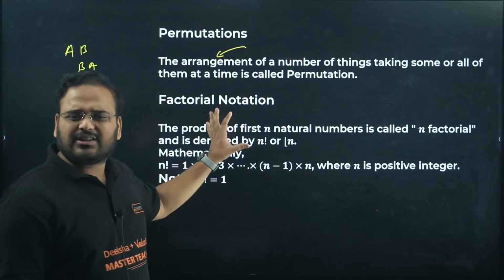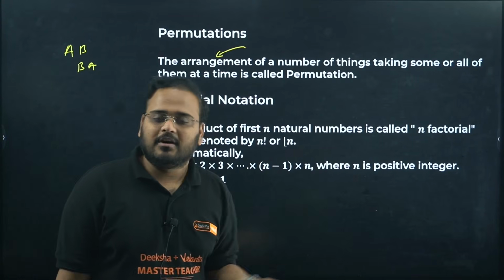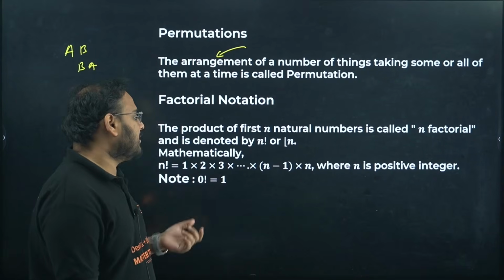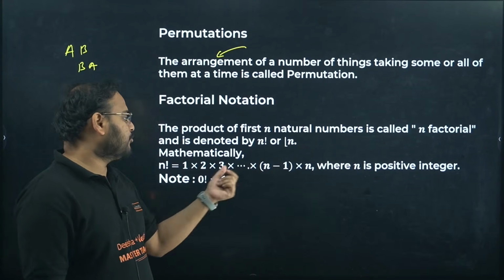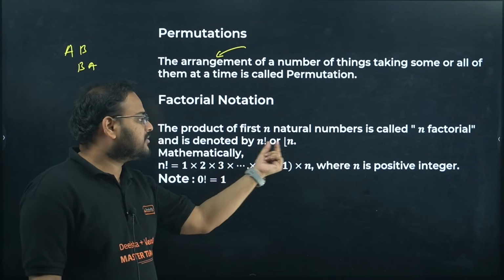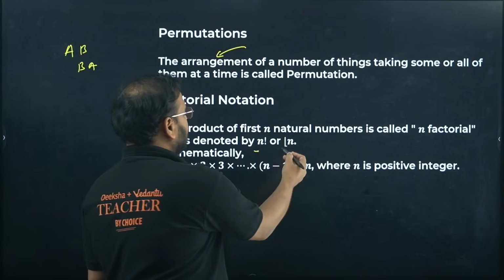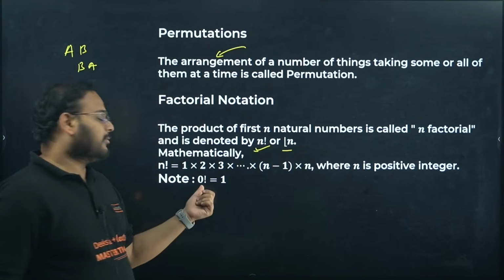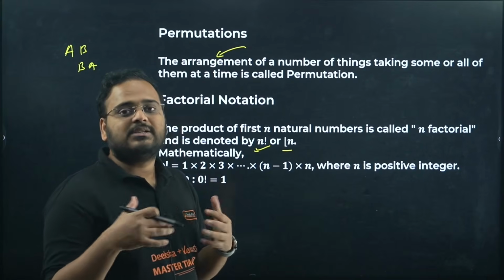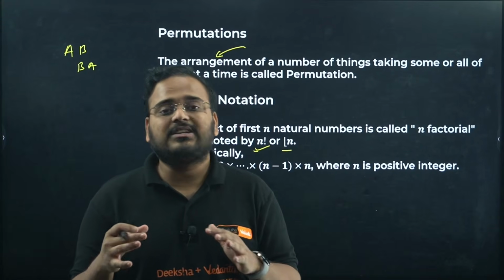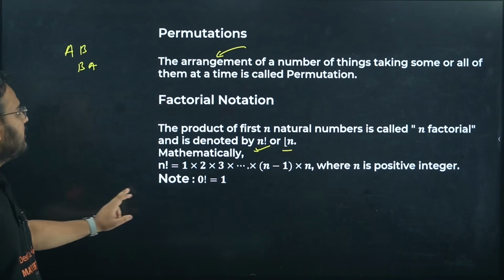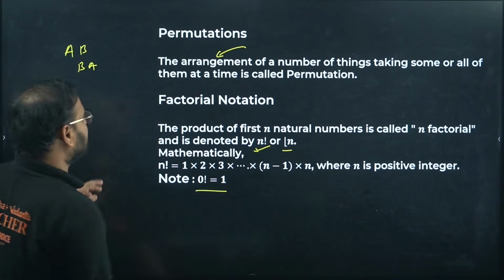Factorial notation, I think you all know. Basically, when you take the product of the natural numbers from 1 all the way till whichever number is given, it becomes n factorial. So 1 into 2 into 3 till n, it becomes n factorial. We represent it like this or this, your choice; commonly we use this one only. And one more very important note: 0 factorial is nothing but 1. How many ways can you pick nothing? That is one way. So 0 factorial equals 1.